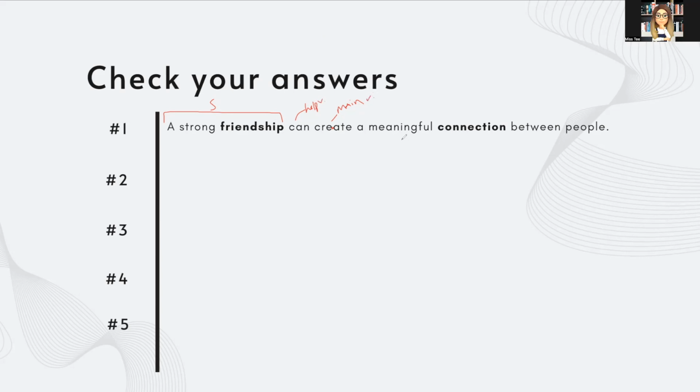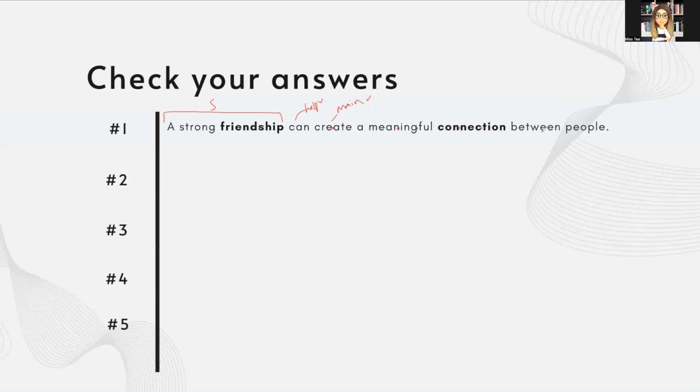Meaningful. So meaningful too, if you're able to sound it out, it is pretty similar to how it sounds. But if it's a little bit tricky for you, I would split it up into three parts: mean, ing, full. No double consonant here, but there is a double consonant here. So you should split up connection in three as well: con, neck, shun, like that.